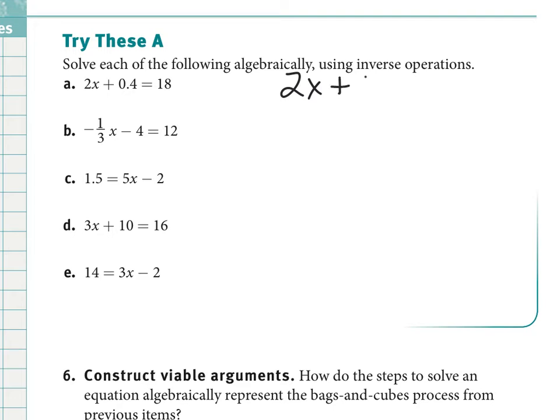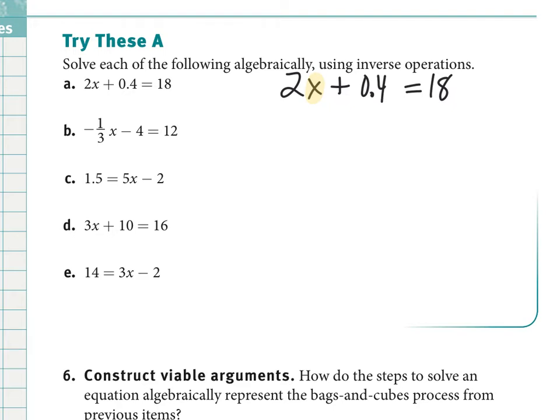2x plus 0.4 equals 18. Okay, so again, our goal is to figure out what x equals. We want to solve this thing for x. So what we want to do is get rid of everything else in the equation, okay, using inverse operations.